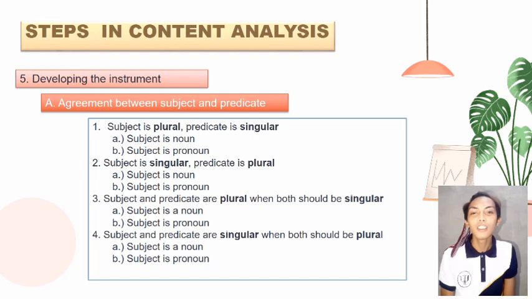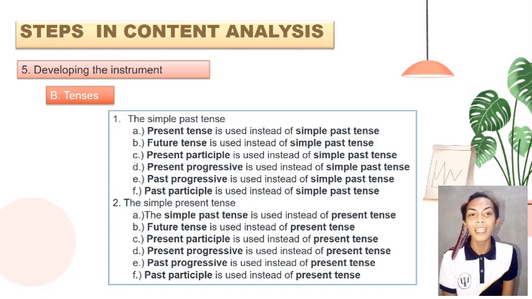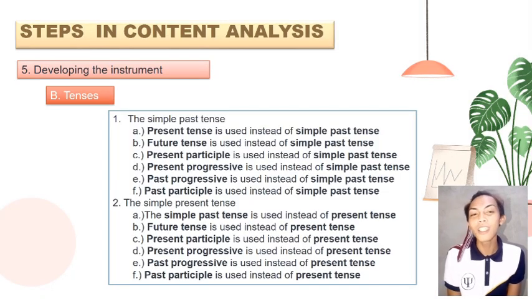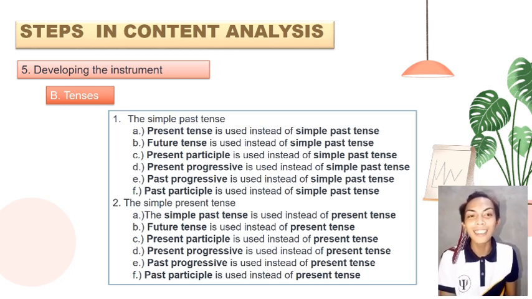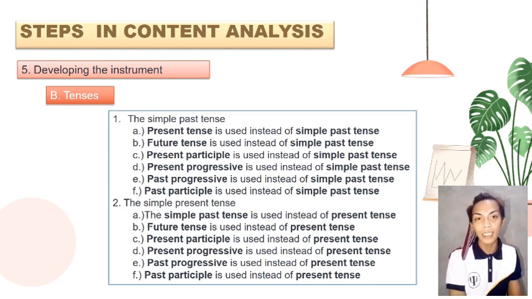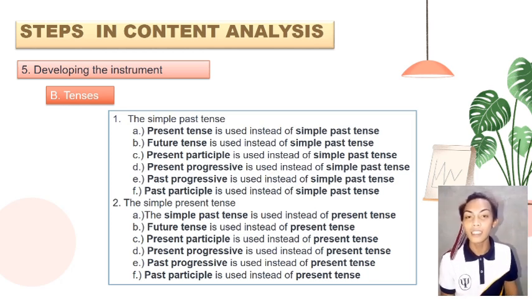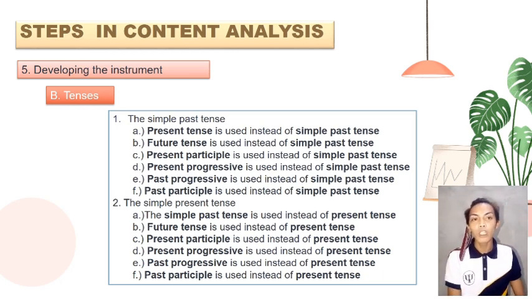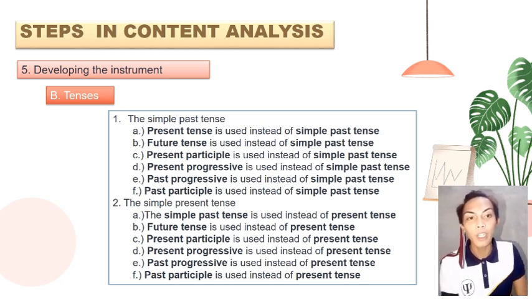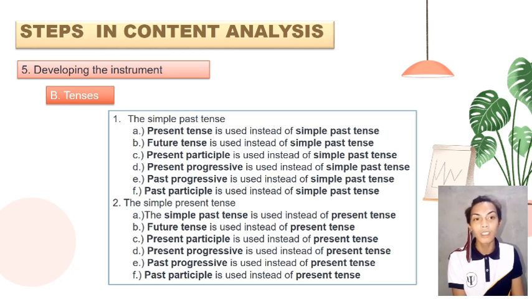In the next, in tenses, in the simple past tense, first is the present tense is used instead of simple past tense. Present tense instead of simple past tense. So the future tense instead of simple past tense. Present participle is used instead of the simple past tense. Present progressive is used instead of the simple past tense, or past progressive is used instead of simple past tense.